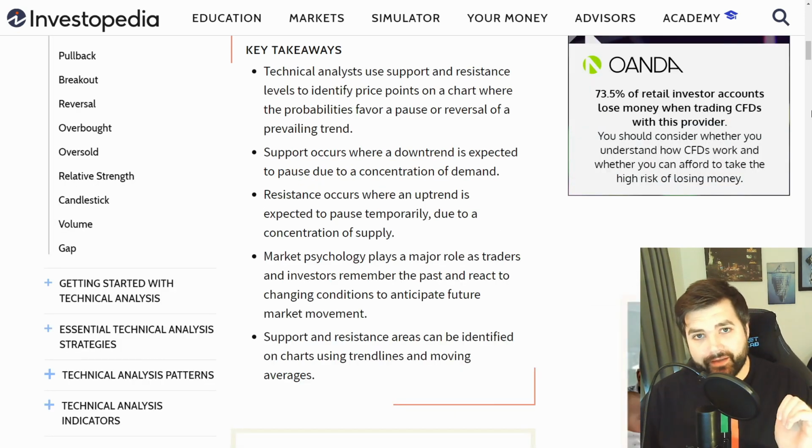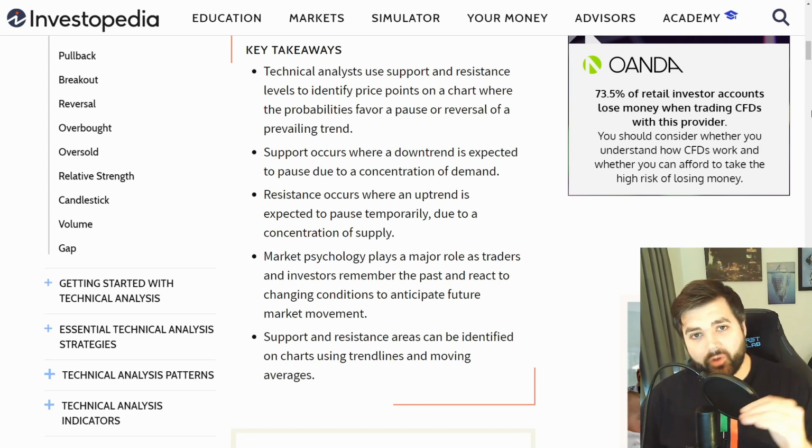And the final indicator that I like to use when setting up key buy zones and key sell zones is support and resistance. So it says here, technical analysts use support and resistance levels to identify price points on a chart where the probabilities favour a pause or reversal of the prevailing trend. On a personal level, support and resistance is my favourite tool to use, just because it brings in trader psychology, and the previous indicators don't always take that into consideration.